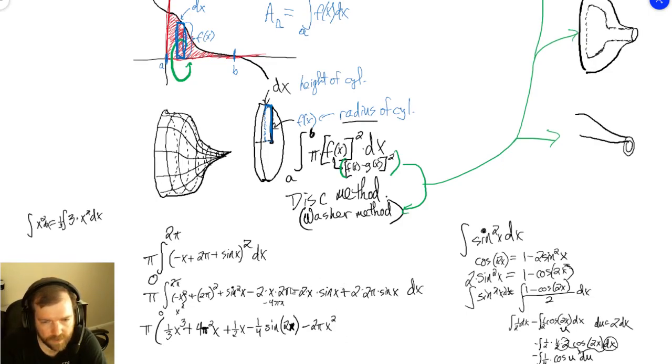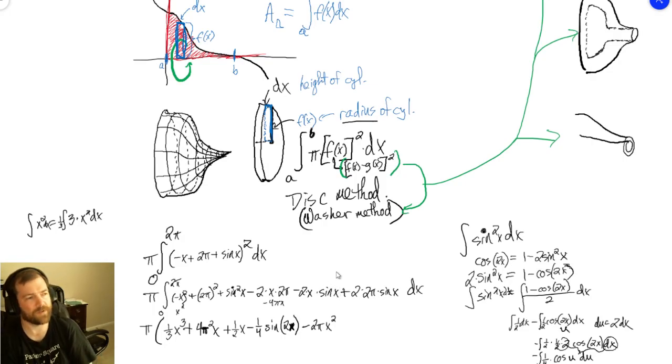Alright, next one. Less easy. Negative 2x sine of x. We're going to have to do what is called integration by parts.